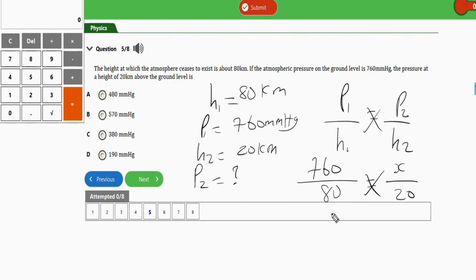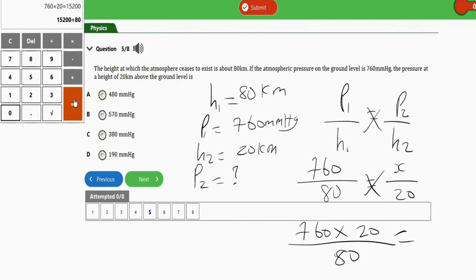When you cross multiply, you're going to have 760 times 20 over 80. Let's punch this on the calculator: 760 times 20 divided by 80. We have the output to be 190 mm mercury. The correct option in this question is option D. That's it. Let's wipe this now and solve the next repeated question.